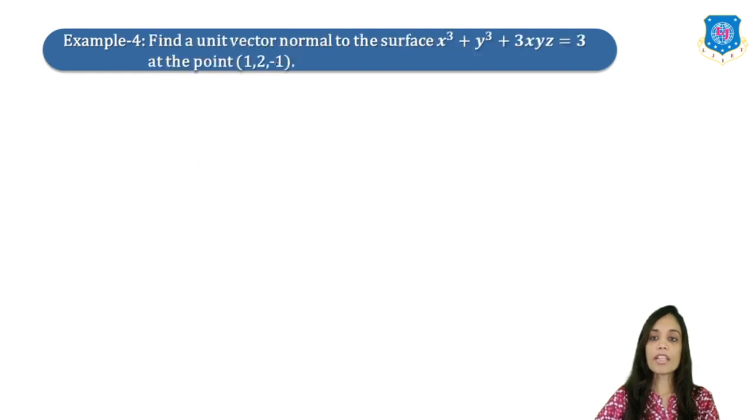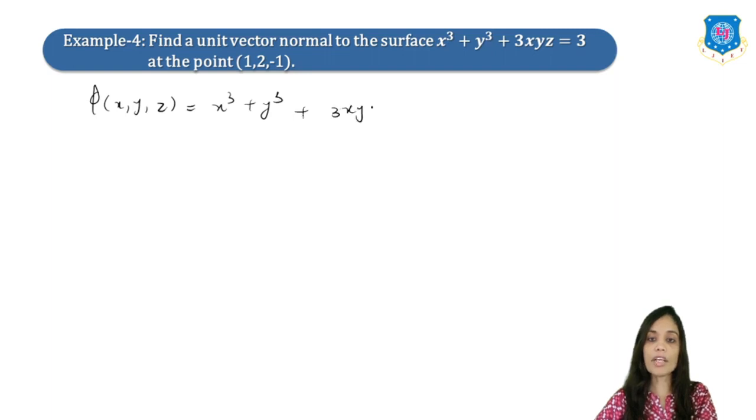Now let us solve one more example. We have to find the unit normal vector to the surface x cube plus y cube plus 3xyz is equal to 3 at the point 1, 2, minus 1. So first our phi of x, y, z is equal to x cube plus y cube plus 3xyz. Take this 3 on this side, minus 3. So this is our phi.